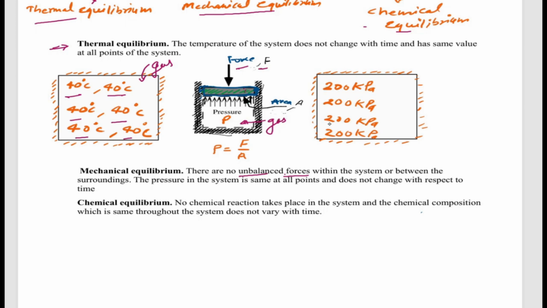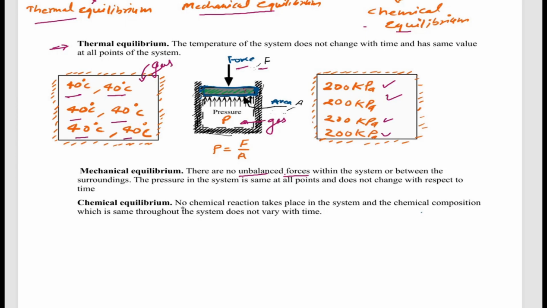Similarly, if the system is closed, it means there is no moving boundary. Here if we see the pressure everywhere, it is 200 kilopascal, which means it is constant, so there is no unbalanced force within the system. This is a closed system, so within it there is no driving force or unbalanced force.